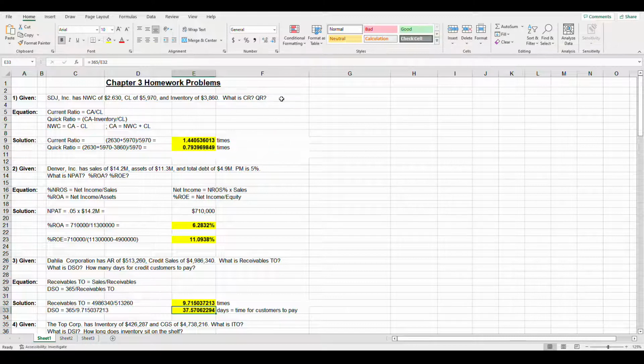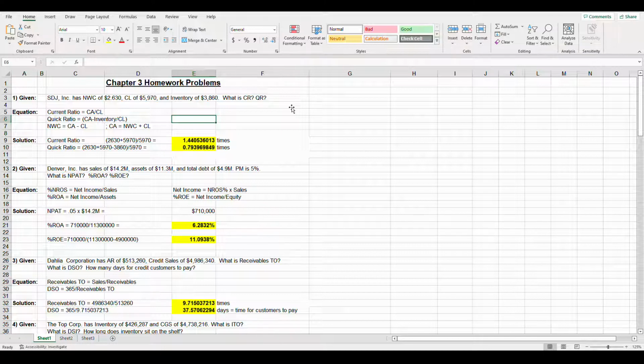In problem number 1, SDJ Incorporated has net working capital of $2,630, current liabilities of $5,970, and an inventory of $3,860. What is the current ratio and quick ratio? Current ratio is simply current assets divided by current liabilities. Quick ratio, we subtract our inventory because it's the least liquid of the current assets, to see how much cash or liquid assets we have available to pay our current liabilities.